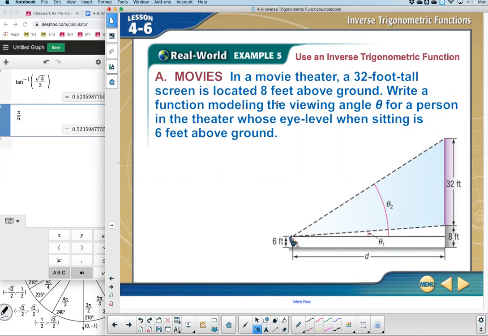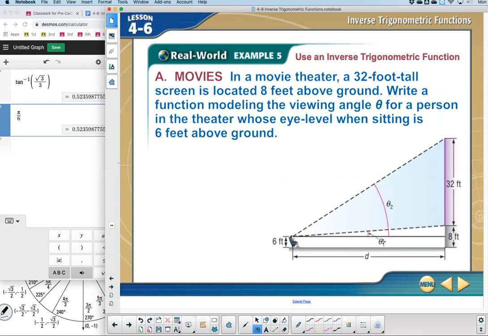It says in a movie theater, a 32-foot tall screen is located 8 feet above the ground. So here's the ground, and up 8 feet, starting there, you have the screen that stretches 32 more feet. So it's a total of 40 feet on the side. Write a function modeling the viewing angle, theta, of a person in the theater whose eye level when sitting is 6 feet above the ground. So here are their eyes. They look straight across. And we want to know the theta of looking at the screen.